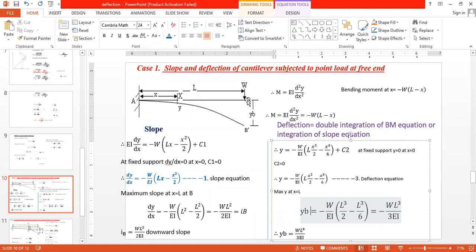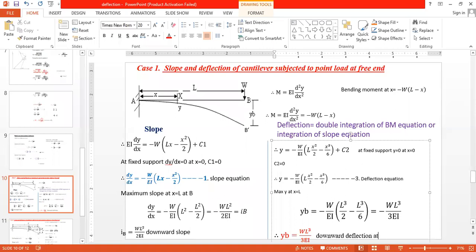That means B is displaced to B dash with a distance YB. Okay. With a distance YB. And here the sign is not important in this case. Therefore, we are taking YB as positive. Okay. And we are writing this as deflection at B, or it is a downward deflection.